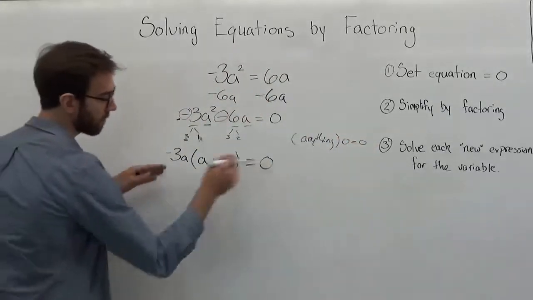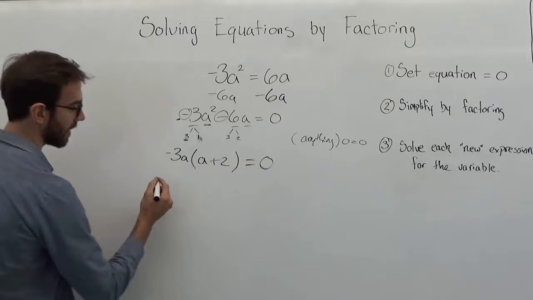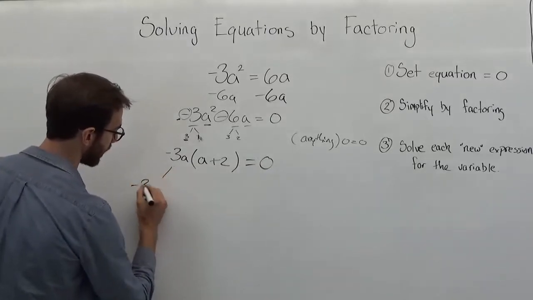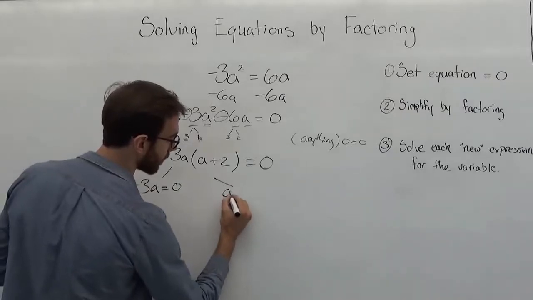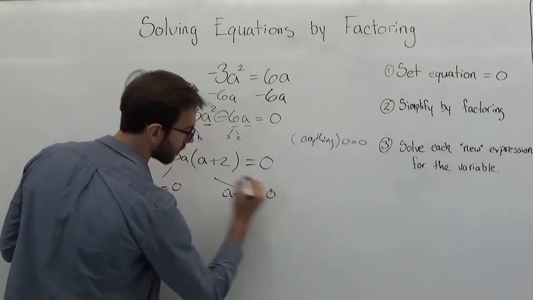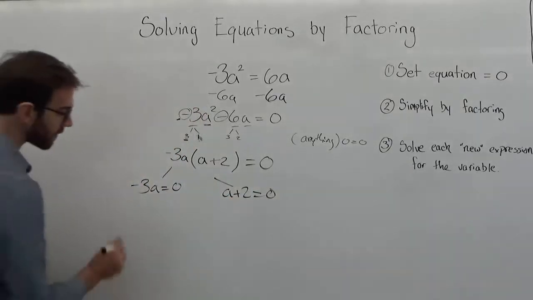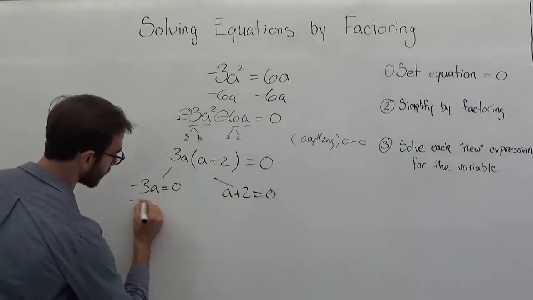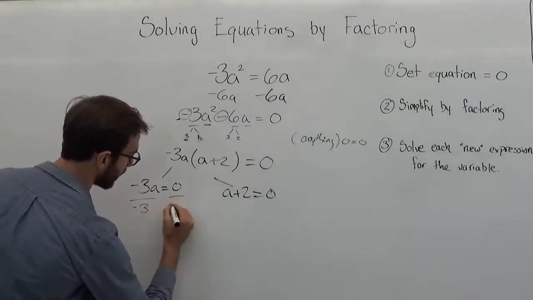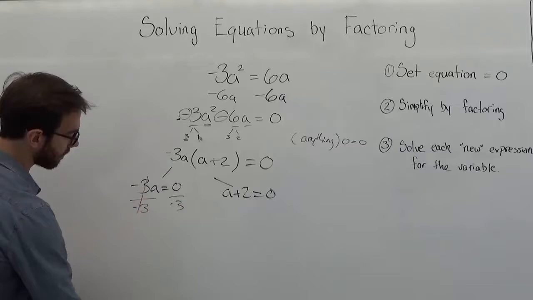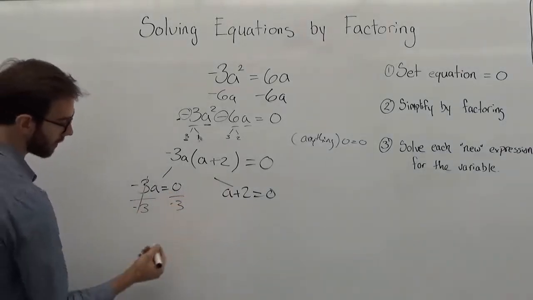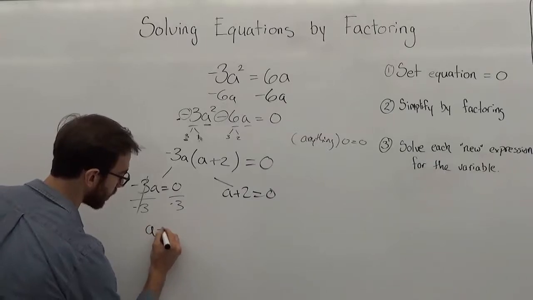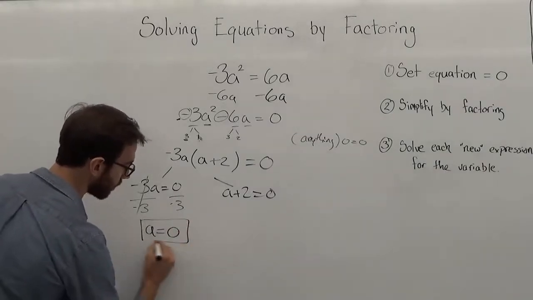So that means that we have two expressions here. We could have one where negative 3a is equal to 0. We have another one where a plus 2 could be equal to 0. So we'll start solving these. Divide both sides by negative 3. Negative 3 cancels out. And 0 over anything is just going to be equal to 0. So we have a is equal to 0.